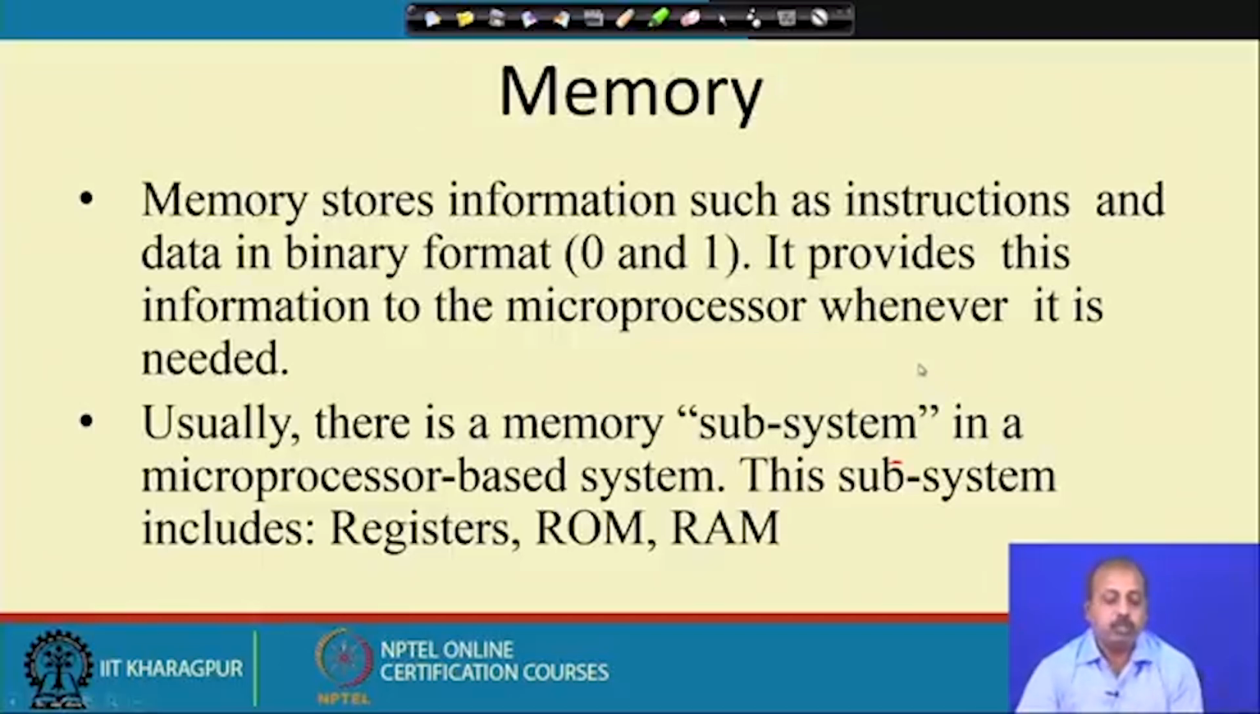If we look into the memory in more detail, memory stores information such as instructions and data in binary format, and it provides this information to the microprocessor whenever it is needed. As I said, when the microprocessor is reset, it will be programmed to access a particular memory location. This programming is fixed by the designer of the microprocessor. There is a fixed memory address at which it will access, and it is expected that the first valid instruction is there in that memory location. The processor will get that instruction and start executing it. If it needs data, it will again access the memory.